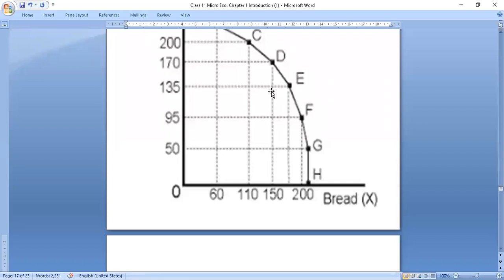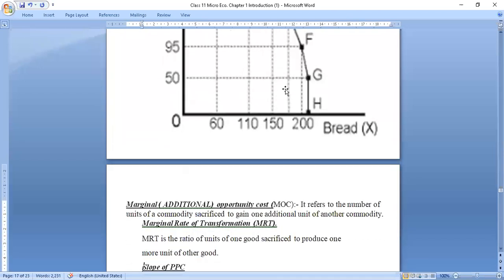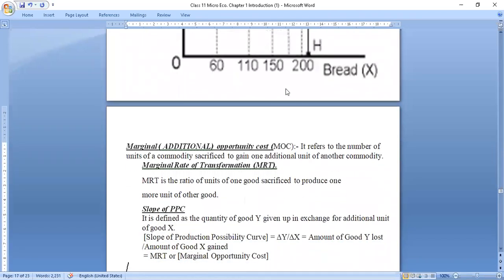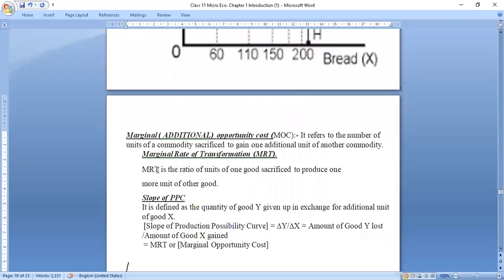This is known as marginal opportunity cost. This concept will help you to find out how many units have been sacrificed to get an additional unit of another good. We can find the ratio with the help of MRT.